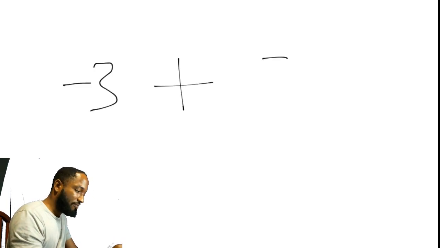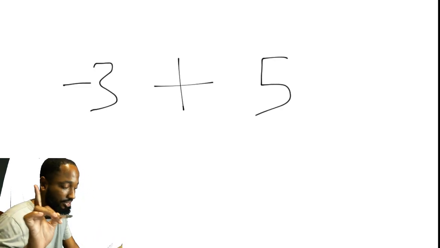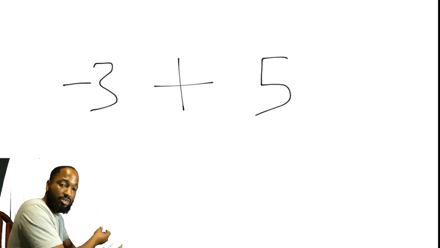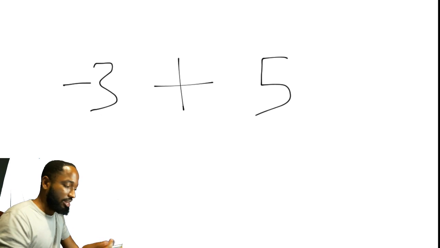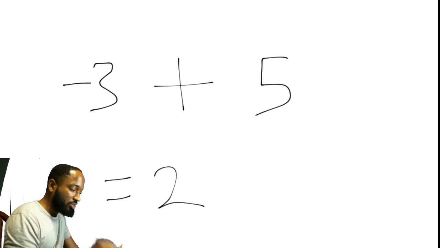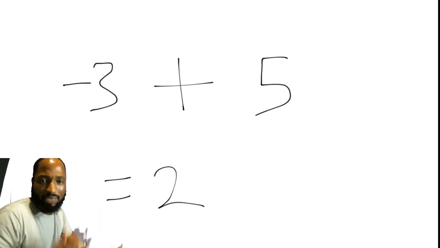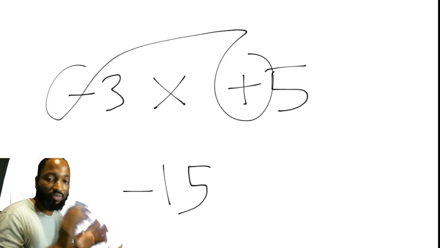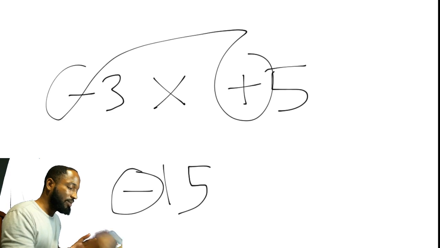Now, if I had negative 3 plus 5, that's different. You're adding. So it's like I owed somebody $3 and I give them back $5. It's going to be $2. The one that's bigger, you keep the sign of the bigger number. But this is multiplication. This just has to do with 3 by 5 is 15. What sign to put? Negative and positive is negative.